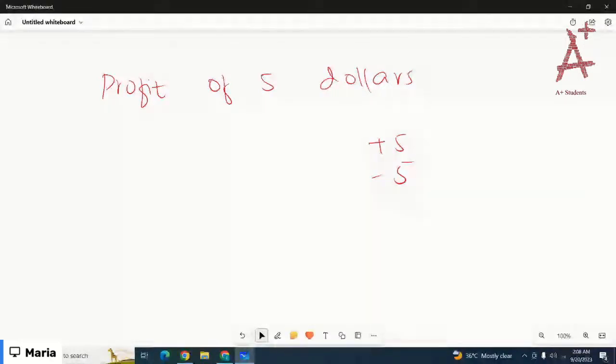You can write down the answers in the chat box. How do you represent this scenario? Profit of, yes, very good. Profit that is represented by the positive 5, right?